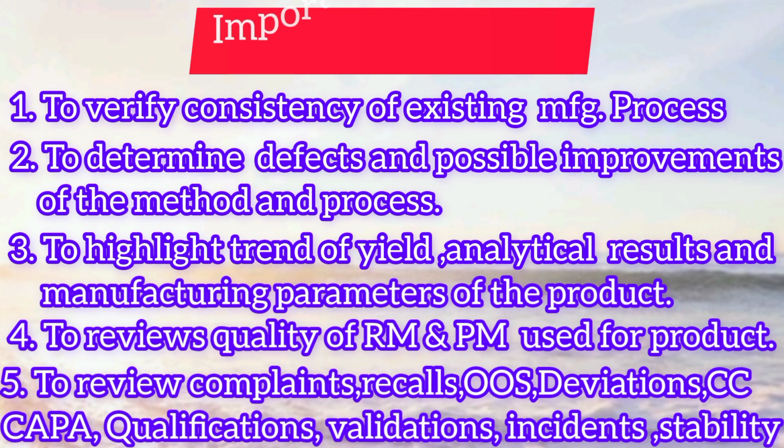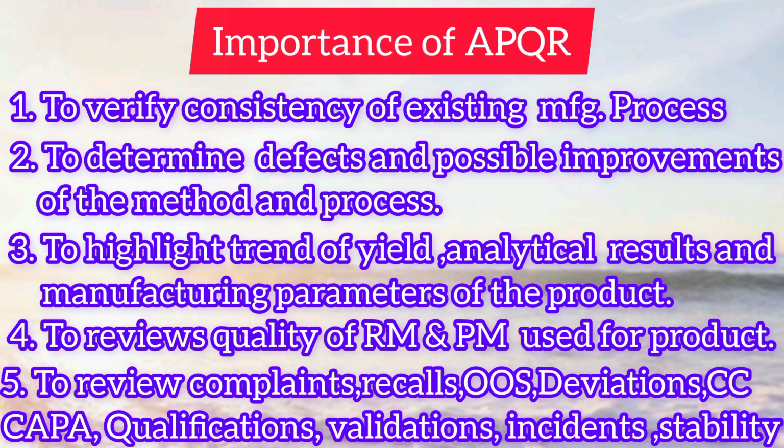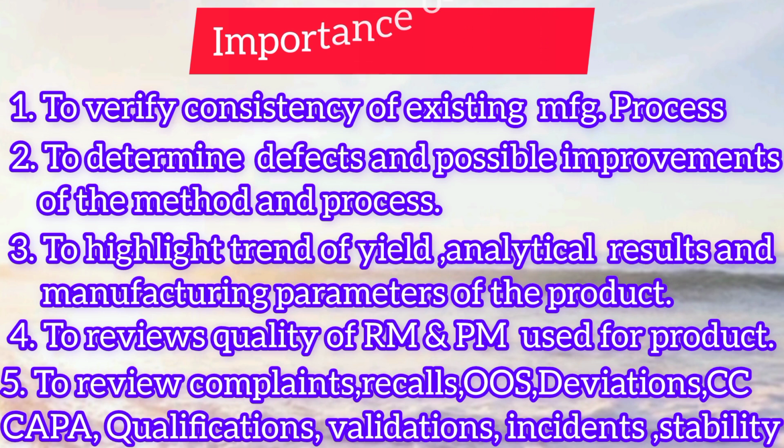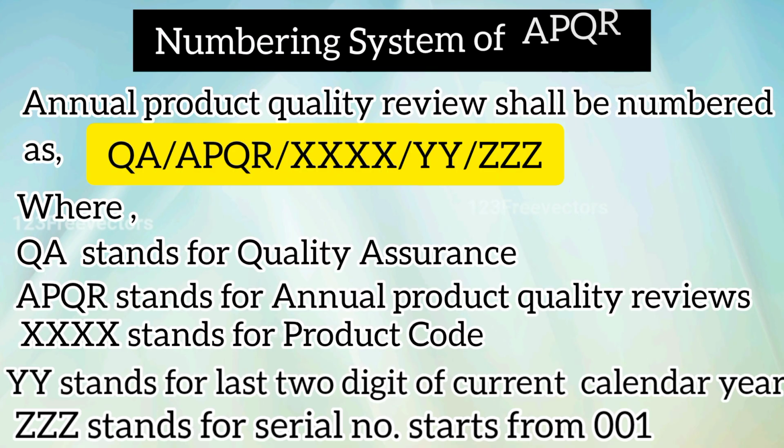Importance of APQR: 1. To verify consistency of the existing manufacturing process. 2. To determine defects and possible improvements of the method and process. 3. To highlight trends of yield, analytical results and manufacturing parameters of the product. 4. To review quality of raw materials and packing materials used for the product. 5. To review complaints, recalls, out of specifications, deviations, change controls, corrective and preventive actions, qualifications, validations, incidents and stability data.